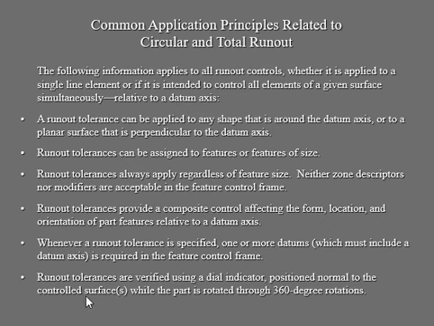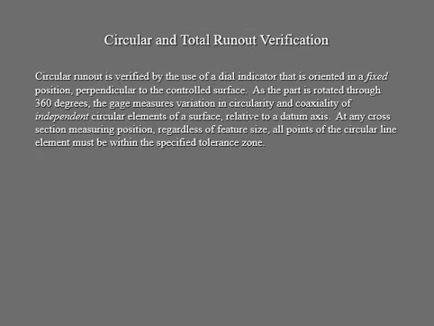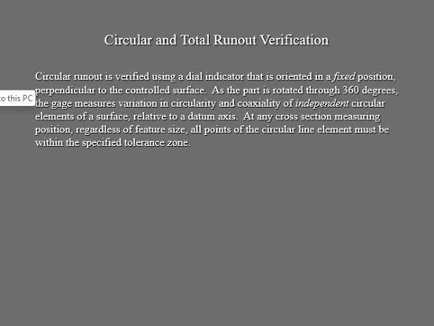Your runout tolerances will be verified using a dial indicator. You're going to position that dial indicator normal, meaning 90 degrees, to your control surface. And since your part is circular, you can rotate it 360 degrees. That makes sense for all of that for runout. Okay, so your circular runout, we're going to start getting into it.